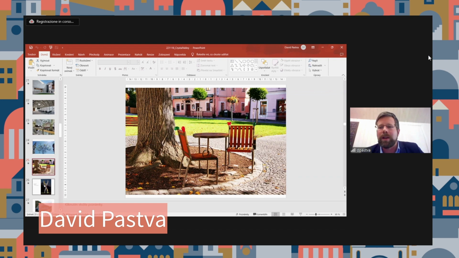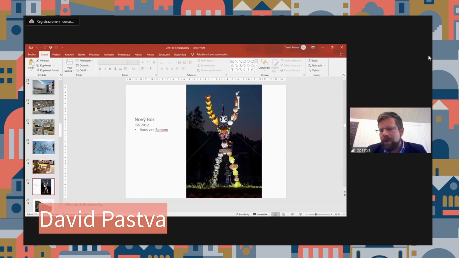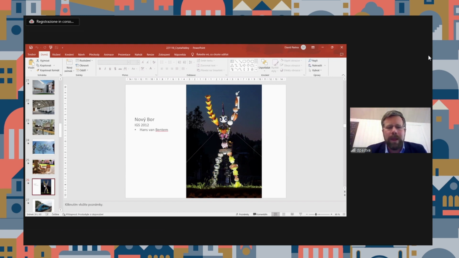He was not only an architecture designer, but also a glass designer. And he designed these so-called Václav Havel's places, so places to keep dialogue. Or another example is the art of Hans van Benten from 2012.